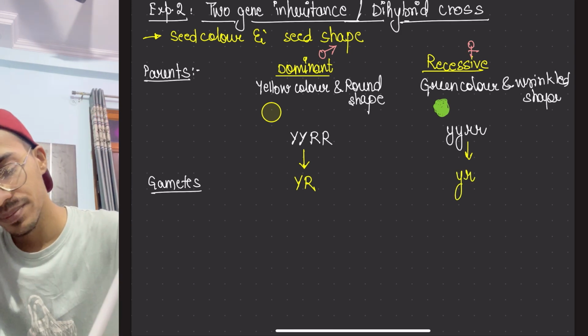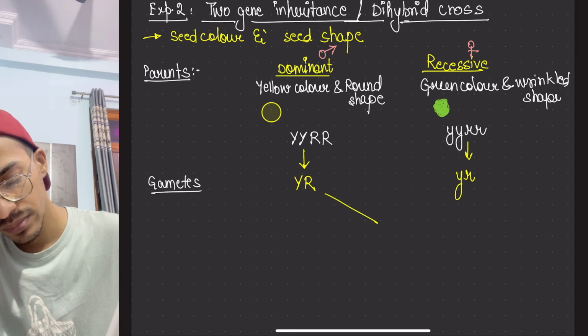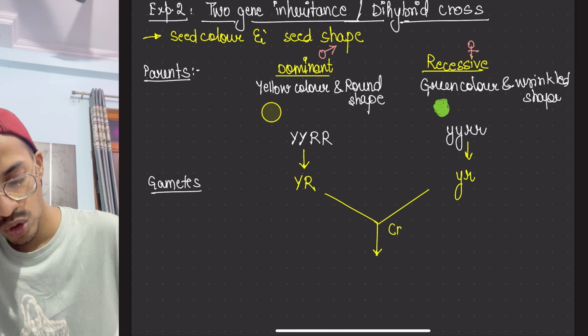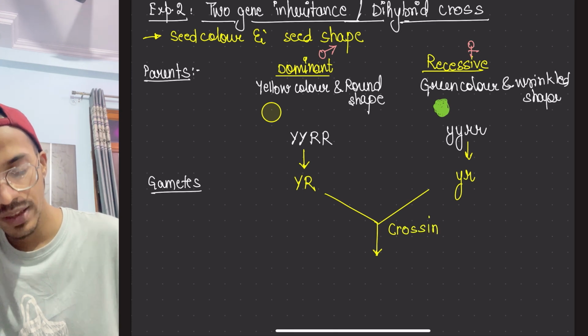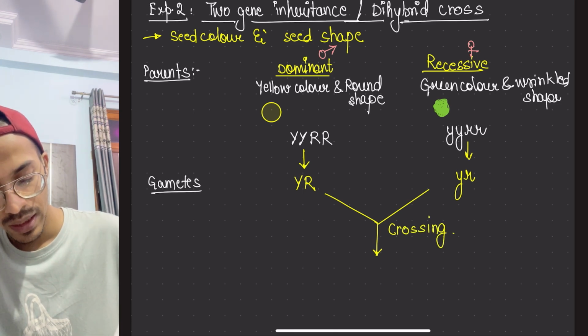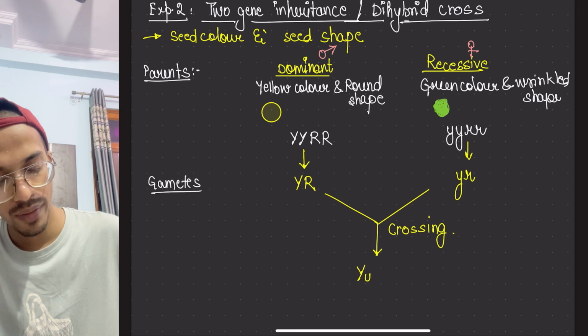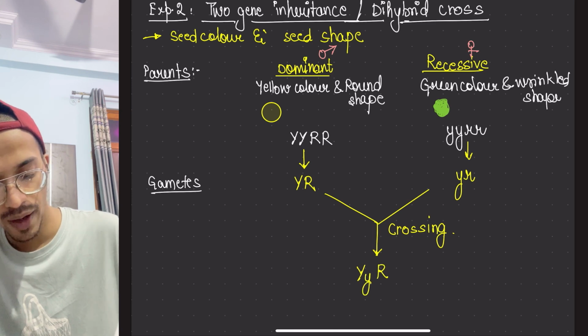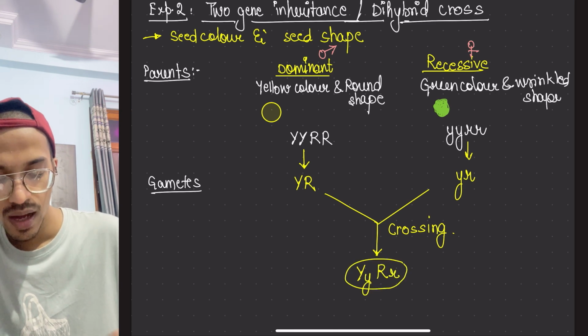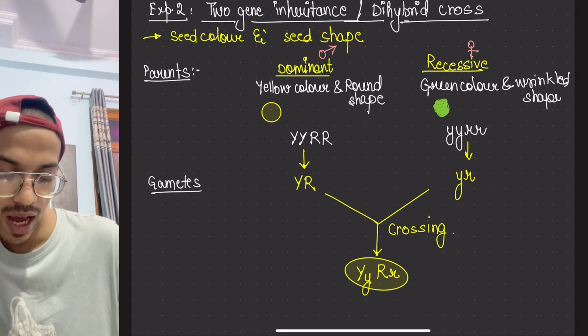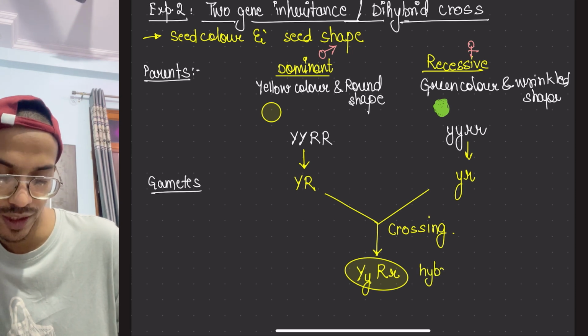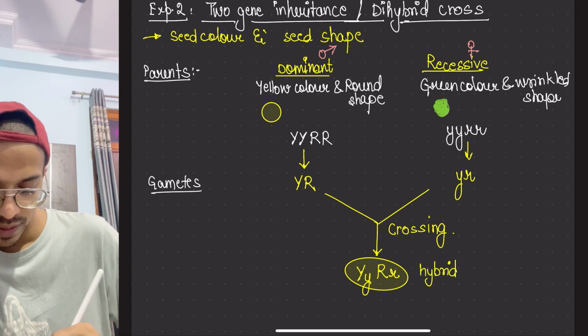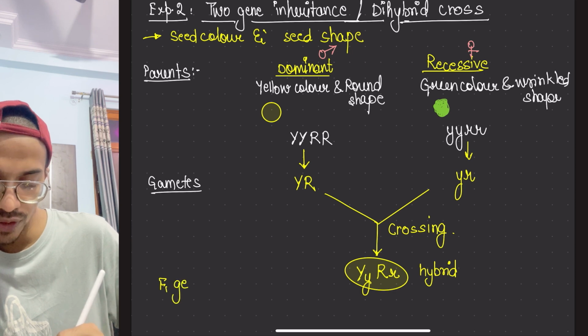Now what will happen? Crossing will occur between it. When the crossing occurs, what will happen? Capital Y, capital R, small r. So this is what? This is our hybrid. Our hybrid F1 progeny. This is the F1 generation. All will look like this.